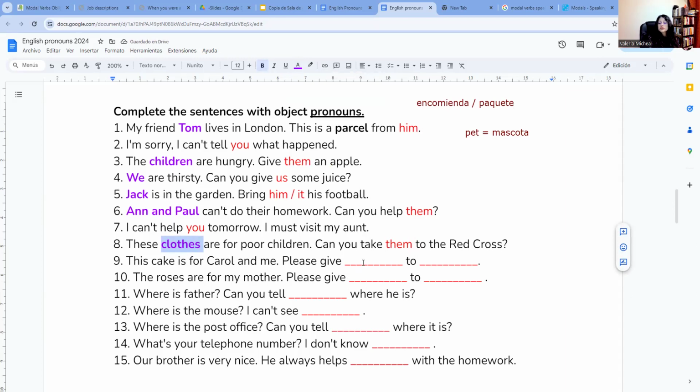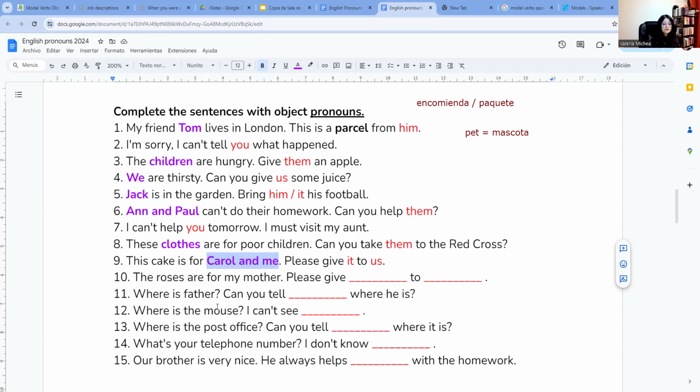This cake is for Carol and me. Please give it to us. Not it, not her. Give it to us. Because it's for Carol and me. Carol and me. Us. There you go. Yes, it's Carol and me, so I am included. So give it to us, the both of us. Yes, good.